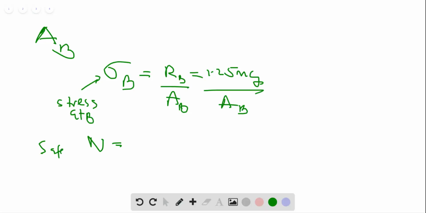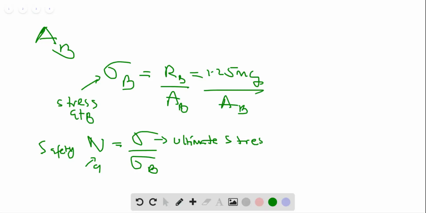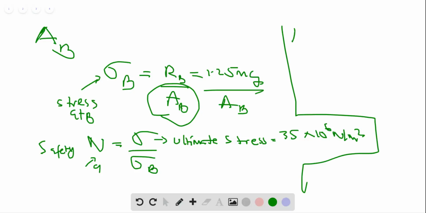Safety factor is still 9, but it's the relationship of the ultimate stress and the stress at B. The ultimate stress for the second portion of the problem is 35 times 10 to the 6 Newton per meter squared. And so our goal is to get that area. I'm going to clarify it a little bit. So the area at B is the reaction at B over the stress at B.